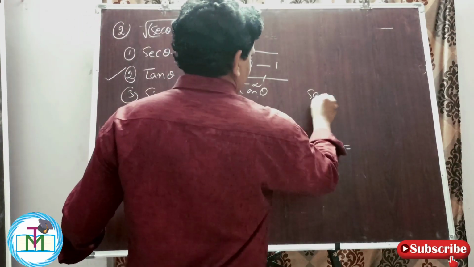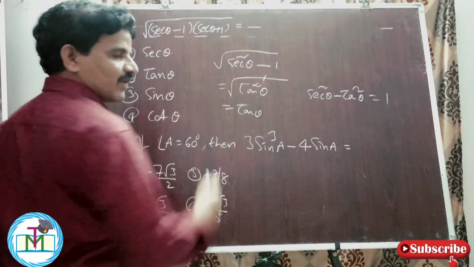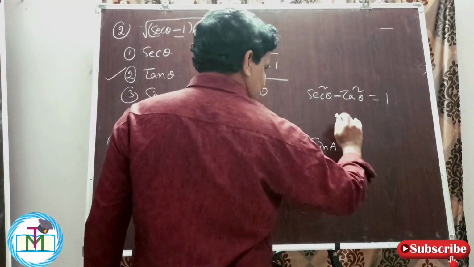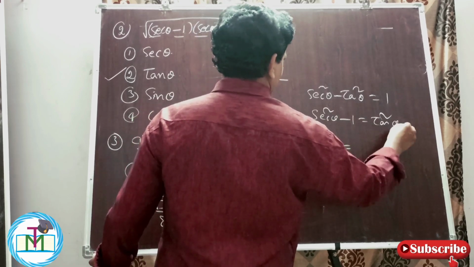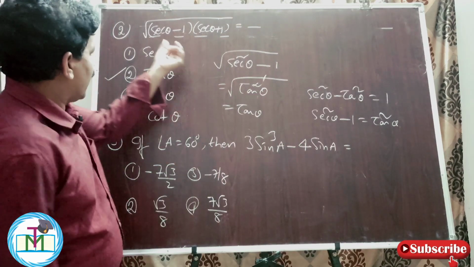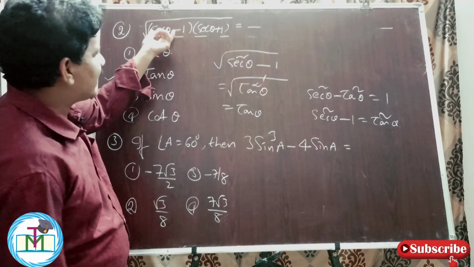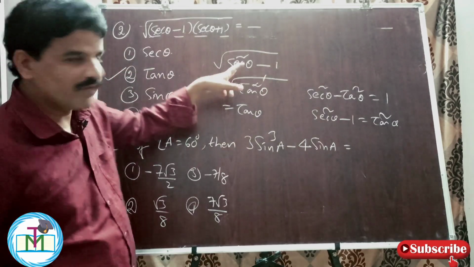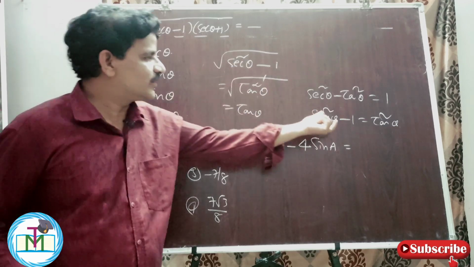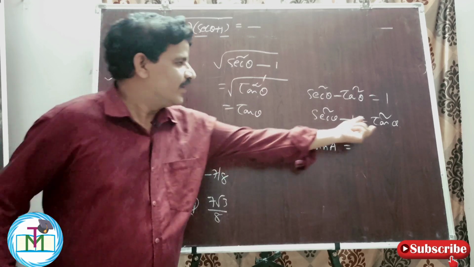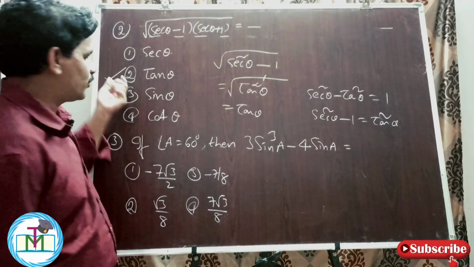We have the formula secant square theta minus tan square theta is equal to 1. I want secant square theta minus 1, so bring that minus 1 to this side and tan square to that side. Therefore, secant square theta minus 1 is equal to tan square theta. So under the root, secant theta minus 1 into secant theta plus 1. This is like a plus b, this is like a minus b, giving a square minus b square. A square is secant square theta, b square is 1. According to this trigonometric identity, secant square theta minus 1 equals tan square theta. The square root cancels, and we get tan theta. Option 2 is the right answer.